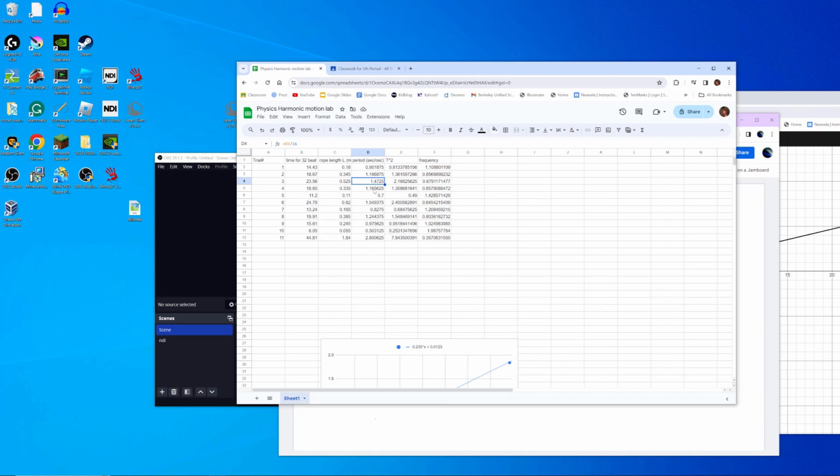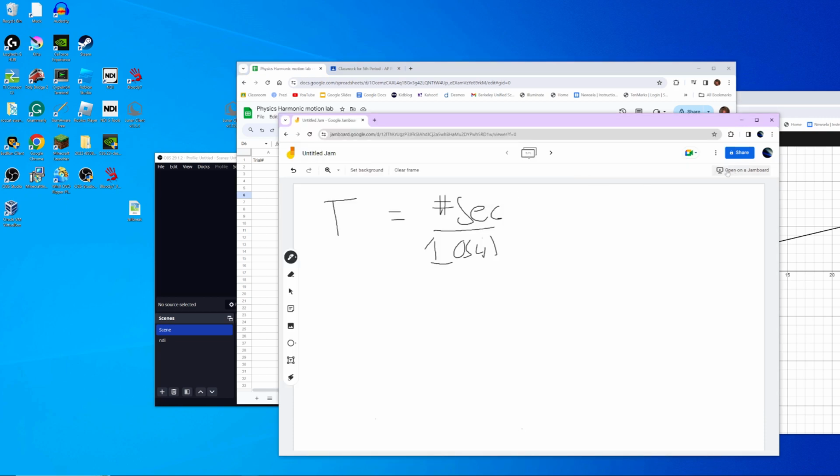They're not in order, so just bear with me. This is just the order that Mr. Popko sent them in. You can also choose to look at frequency, but Mr. Popko asked us to graph L versus T, or frequency if you want. I'm going to show you how to do T here, which is the time period.